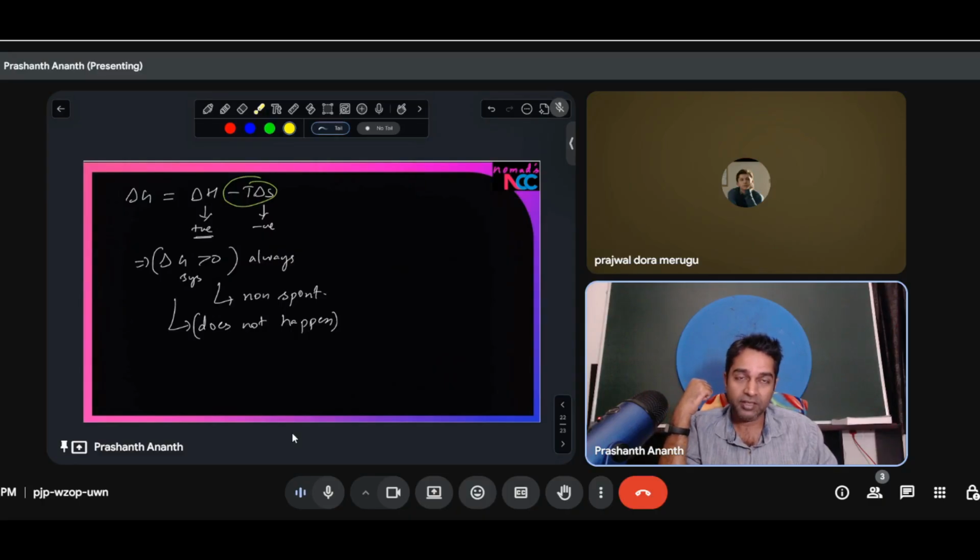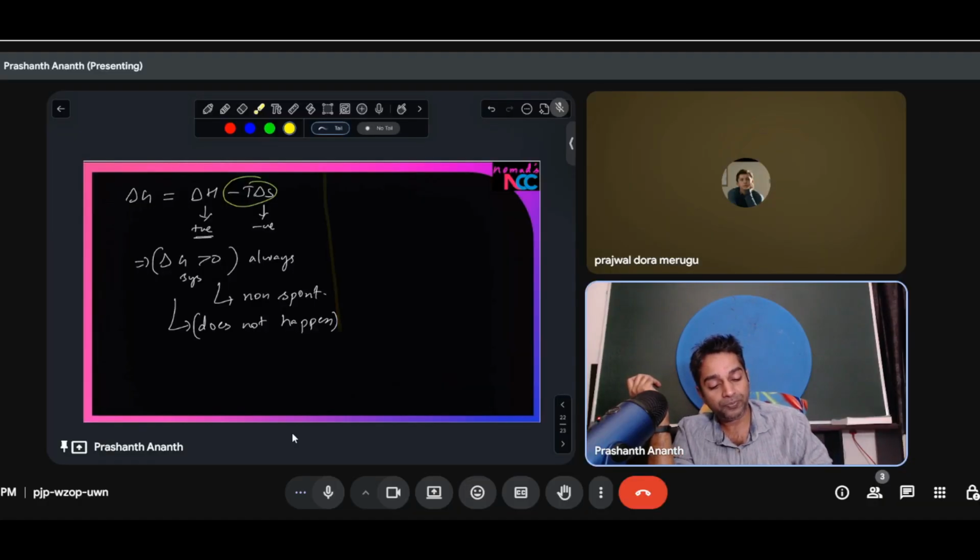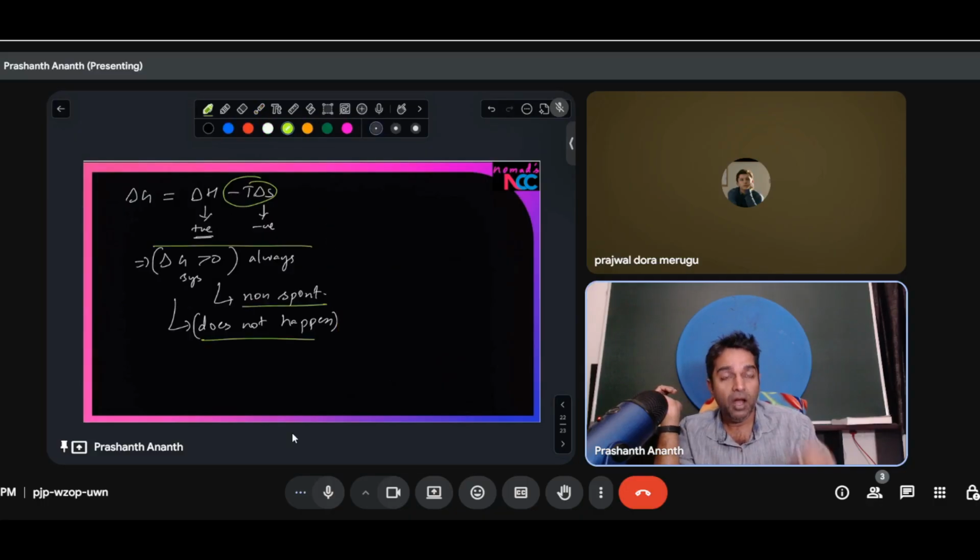But they are doing this. Why? Because circumstances have forced that situation to happen. What does circumstances forcing it mean? It means effectively this: this is a process where delta G is greater than 0. It is non-spontaneous, does not happen. But the universe is very beautiful. How it works is like this.